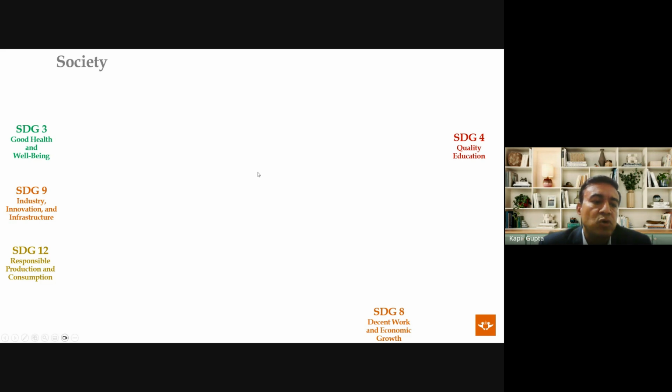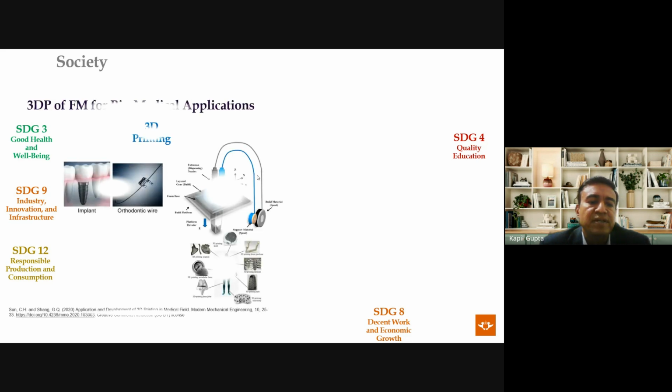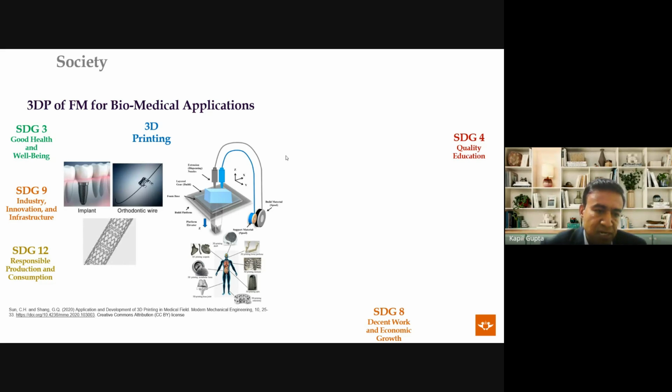So targeting goal number 3, good health and well-being, goal number 9, industry innovation and infrastructure, and goal number 12, responsible production and consumption. There are some examples. Let's say if you are using 3D printing of functional materials like shape memory alloys for fabricating dental implants, orthodontic wire, or even stents, then the contributions are towards goal number 3. And if we are finding some novel ways, making innovations, then somewhere we are contributing to goal number 9, industry innovation and infrastructure.